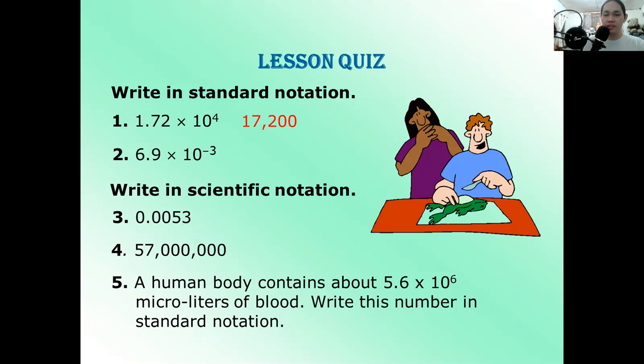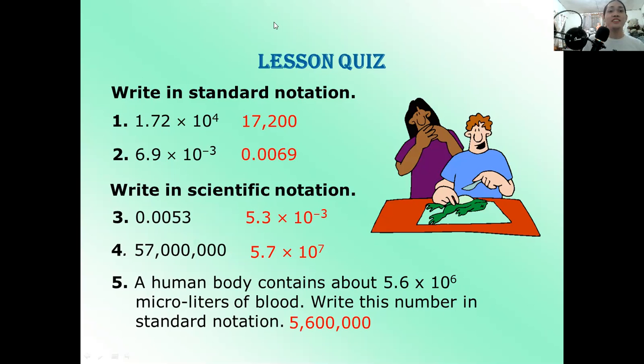So the answers: number 1, we have 17,200. Number 2, we have 0.0069. For number 3, we have 5.3 times 10 to the power of negative 3. For number 4, we have 5.7 times 10 to the power of 7. And for number 5, we have 5,600,000. Please do not forget that your activity here is to solve these and show your solution.